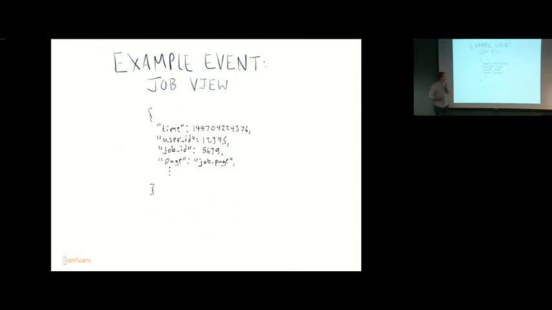To make this concrete, what I mean by event is some snippet of data. Maybe it's some JSON. We were using Avro. It could be pretty much anything, but it's going to have some properties. It's like a record, right?